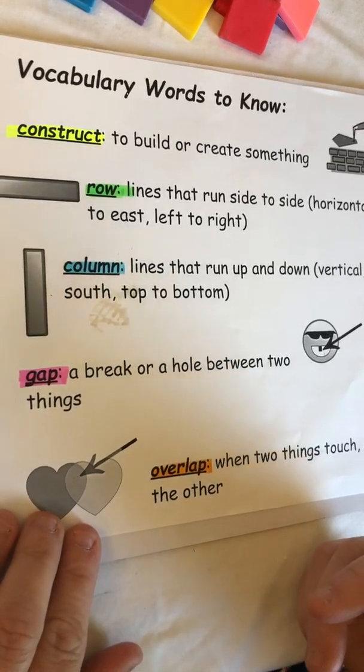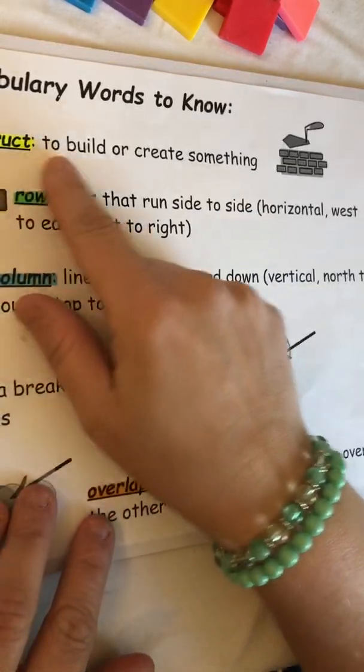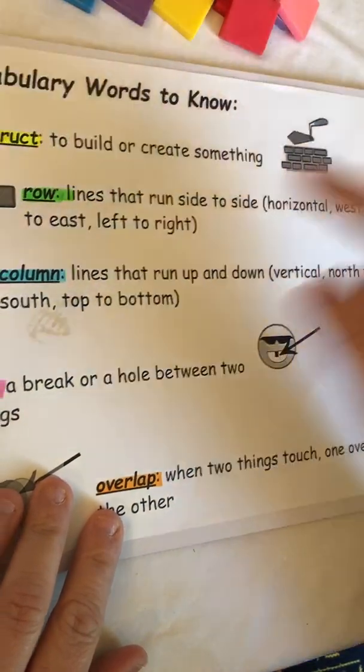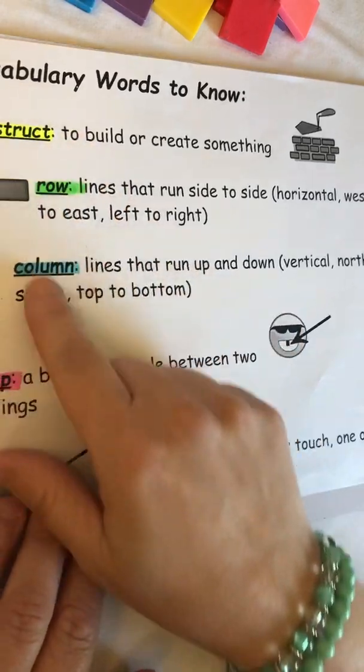The first word we need to know is construct. Construct just means to build or create something, and there's a picture here of building with bricks. So construct means to build, okay?